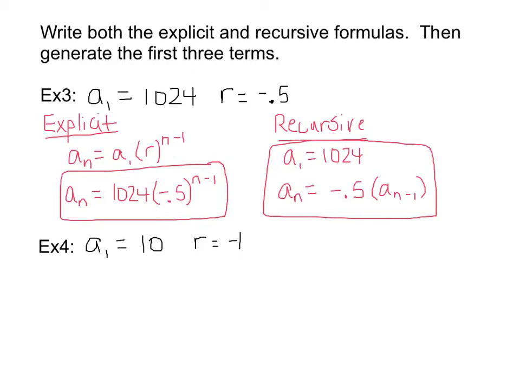And now let's go ahead and build our first three terms. So our first term is 1024. And if I multiply that by negative 0.5, then I'm going to get negative 512. Multiply it by negative 0.5 again, and you get 256. And there's our first three terms. Just put the dots on the end to show that it's going to keep going. Alright, so you go ahead and do example 4, and then press play when you're ready to check your answer.